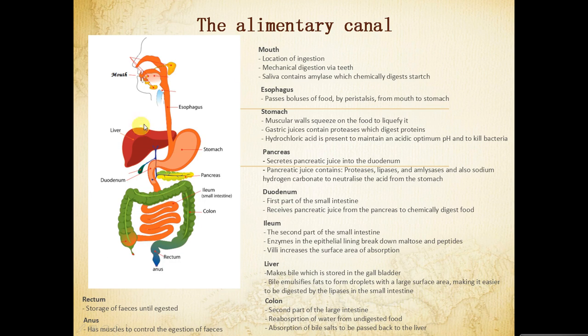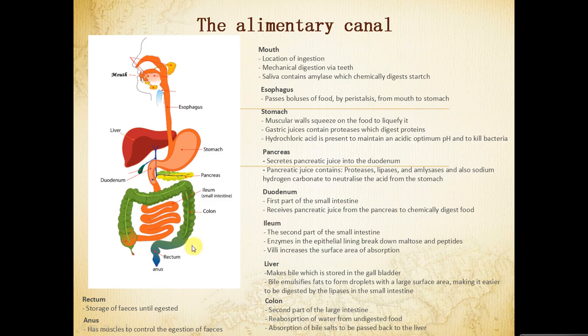We have the liver way up here, which makes bile, and bile is stored in the gallbladder, this green thing that I haven't labeled here. And bile is useful as it emulsifies fats to form droplets, and when you form droplets, that has a higher surface area, making it easier to be digested by lipases in the small intestine.